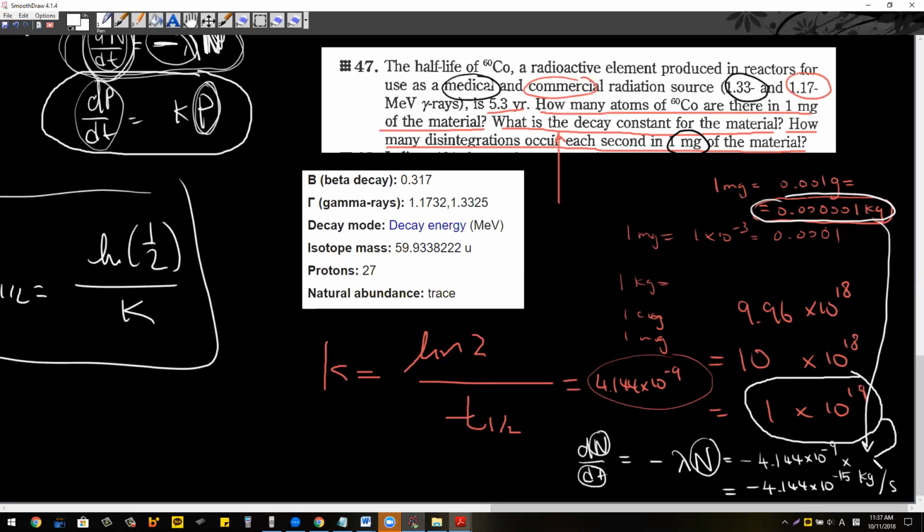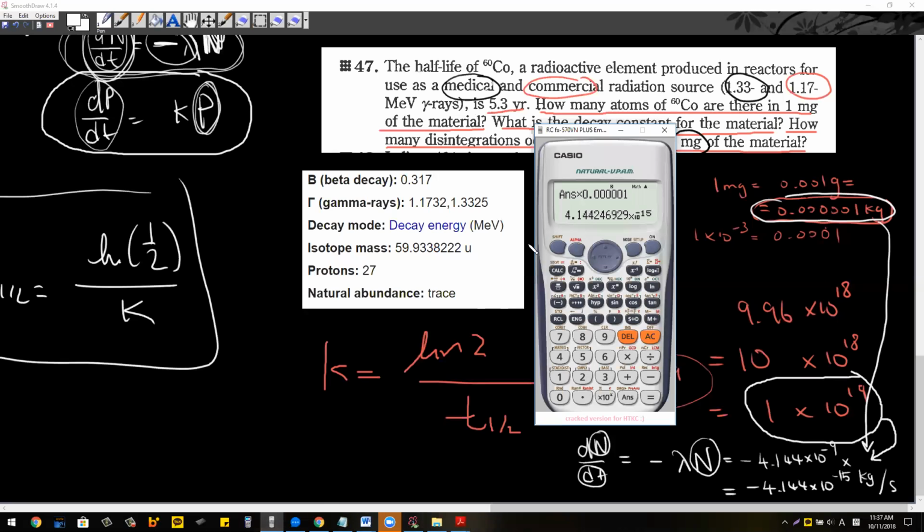If you put this number in, let's have a look. That's 4.144 times 10 to the power of negative 19, or negative 9, sorry. And then times 1 times 10 to the power of 19. So this is how many atoms there are, how many couples there are. So this will be this many atoms per second. The unit for this one is atoms.